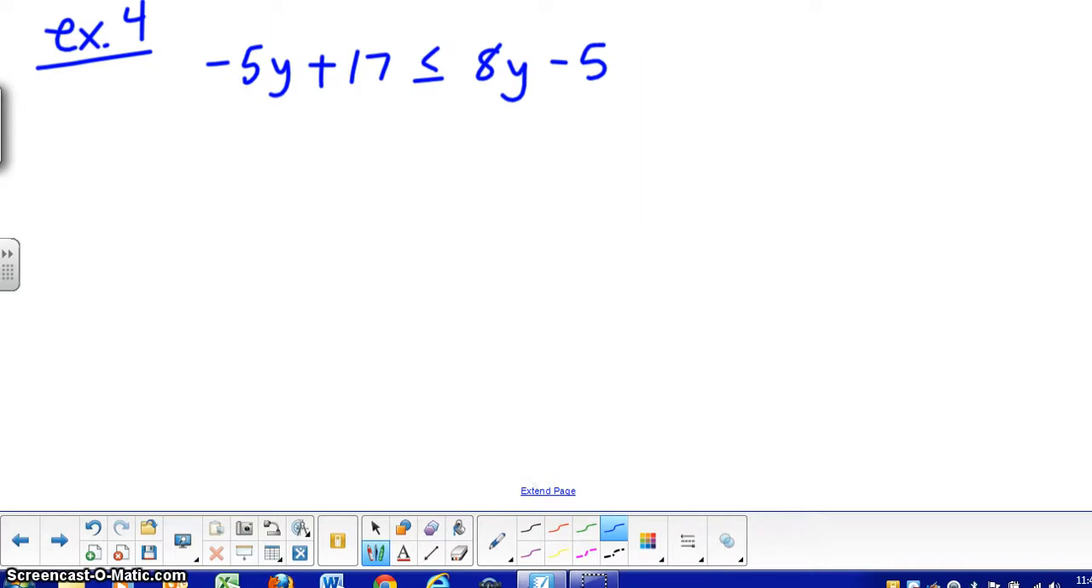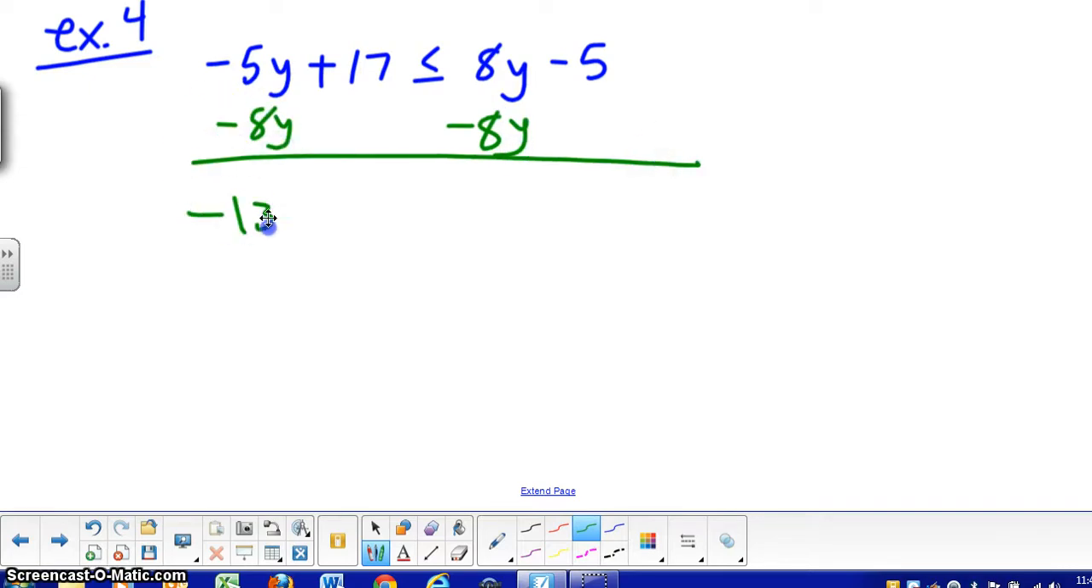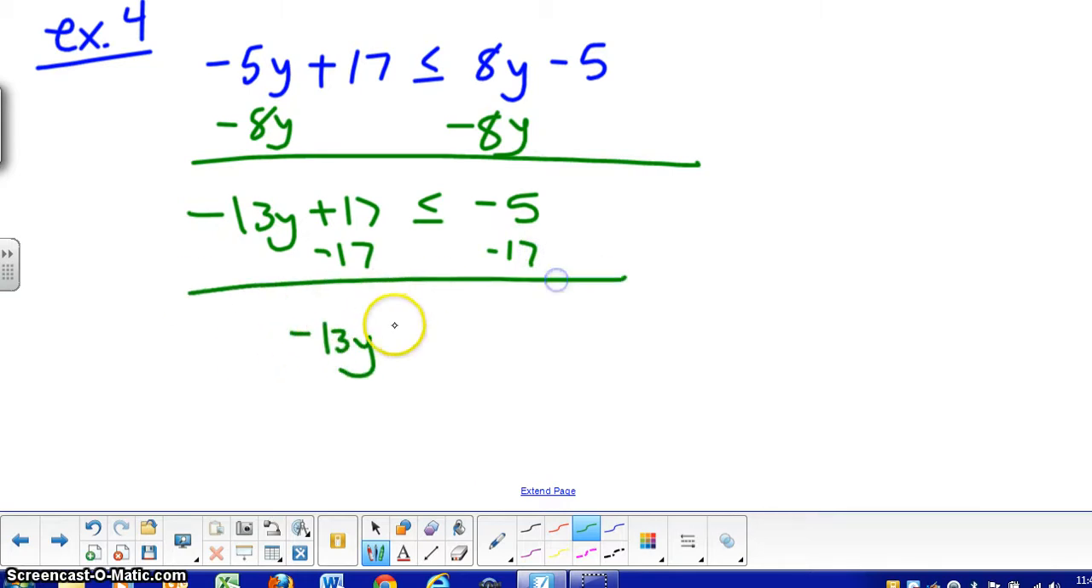Okay, so let's see how you did. I want to get the y's together. Adding 8y to both sides gives me -13y + 17 ≤ -5. And then subtracting 17 from both sides gives me -13y ≤ -22.